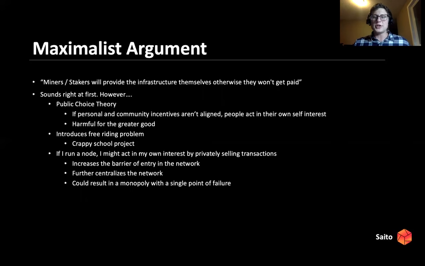This could introduce a free riding problem, where miners might expect other miners to provide that infrastructure for them just so they don't have to, right? So you do the work of providing the nodes so I don't have to, and I can still spend most of my energy focused on mining. This is equivalent to a really crappy school project where I do all of the work, but my teammates won't do anything. They expect me to do all of the work for them.